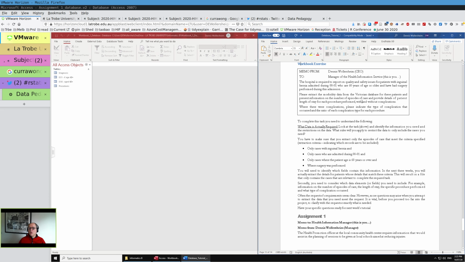So we need to know information about procedures, about diagnoses. We need to know information about complications. When there are complications, the type of complication that occurred, and the ratio of each complication type for each procedure. So people are asking quite a bit from you there. So we've got to break it down.